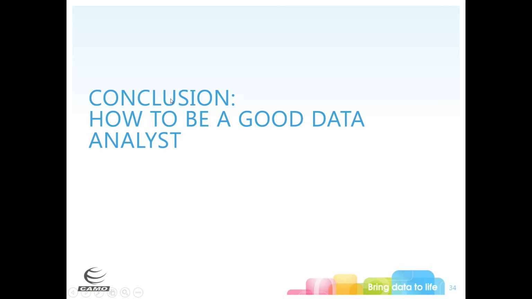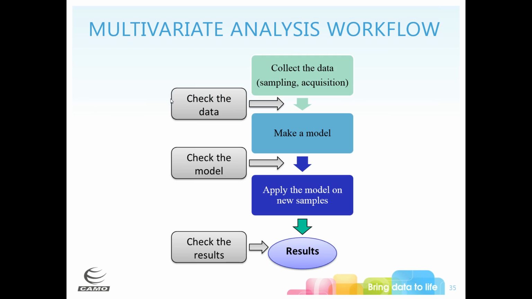So, how to be a good data analyst. First, we have our multivariate analysis workflow. The first step is you're going to collect your data. That's your sampling, your acquisition. You might have historical data that you're going to look at. First thing you want to do is check the data. Always plot it, visualize it, make sure there's nothing egregiously wrong with your data. If you have a super noisy spectrum, for example, or someone made a typo in a number, you might see it there and be able to correct it before you try to make a model.